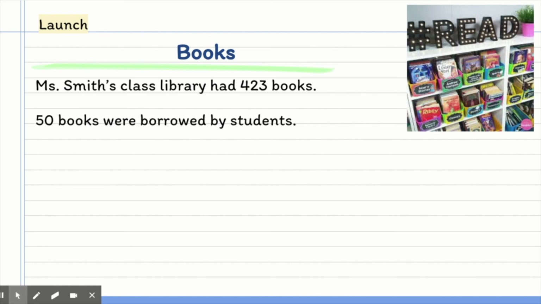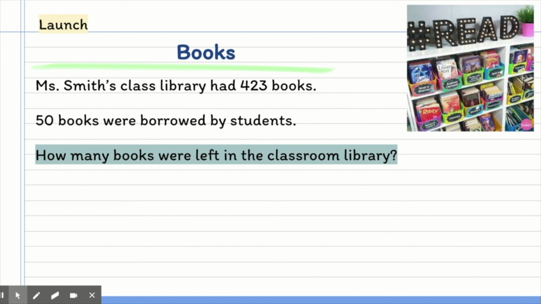So third read, we'll read through it and we'll pick possibly a question that we could answer. Miss Smith's class library had 423 books. 50 books were borrowed by students. So a possible question could be, how many books are left if the 50 books are borrowed? So let's see what a possible question could be. How many books were left in the classroom library? So being able to come up with that question allows the students to realize what they might have to do when solving for the problem.